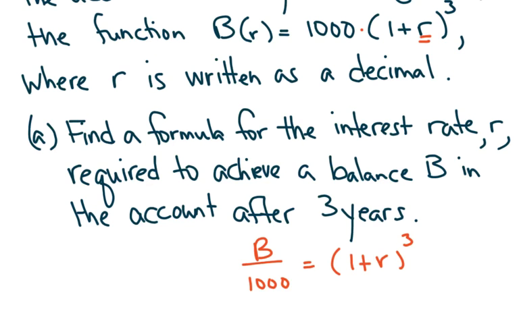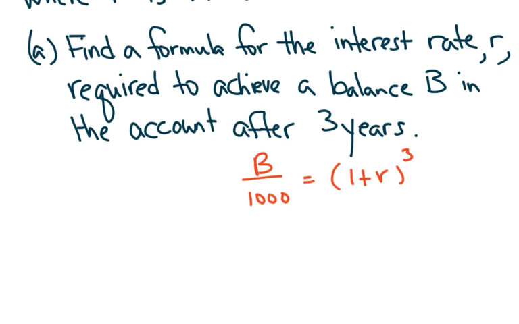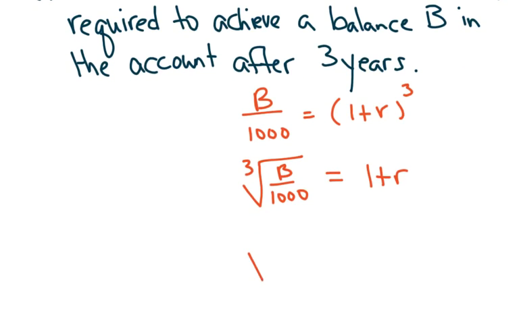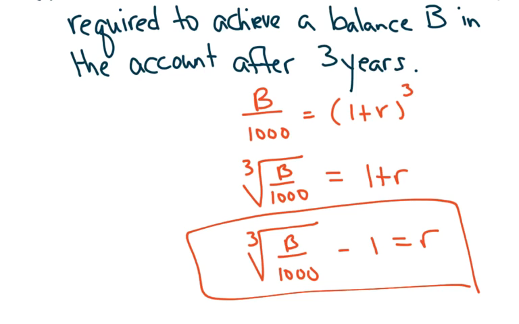Next, I have to get rid of the cube before I can move that 1. So to get rid of a cube, you have to cube root the other side. And notice the entire fraction is under the cube root. Then I can subtract 1. So if I know the balance, but I want to find the interest rate, I would do the cube root of the balance divided by 1,000 and then subtract 1 from that answer.